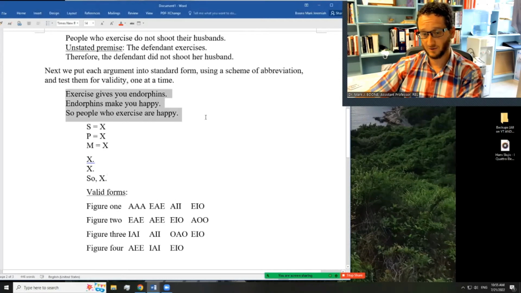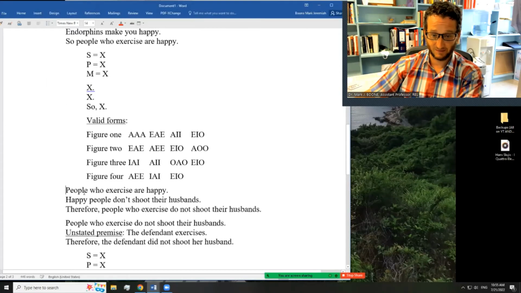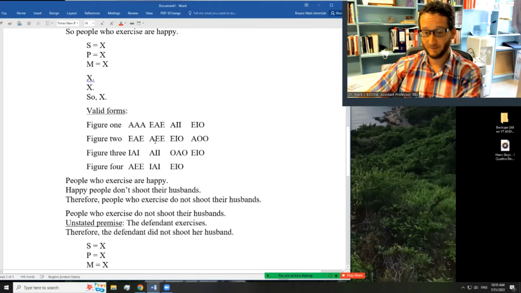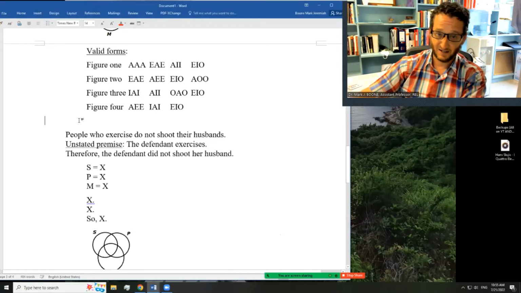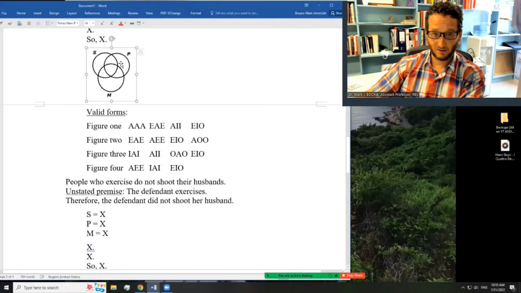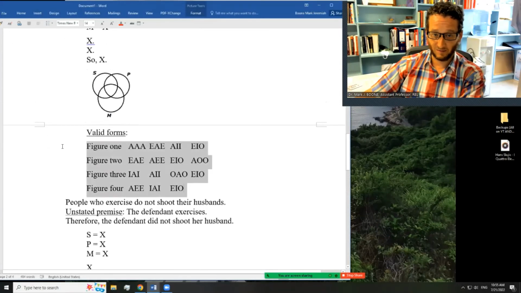First, we're going to test this syllogism. Exercise gives you endorphins. Endorphins make you happy, so people who exercise are happy. Test it for validity using the mood figure method. Then I'll test the next syllogism. People who exercise are happy. Happy people don't shoot their husbands. Therefore, people who exercise do not shoot their husbands. I'll test the next syllogism, the next chain, using the Venn diagramming method.